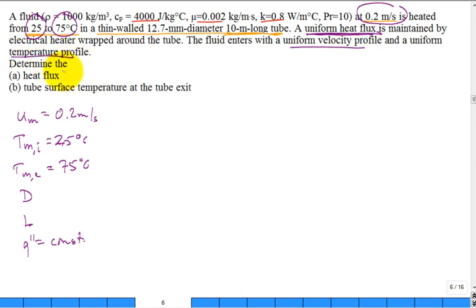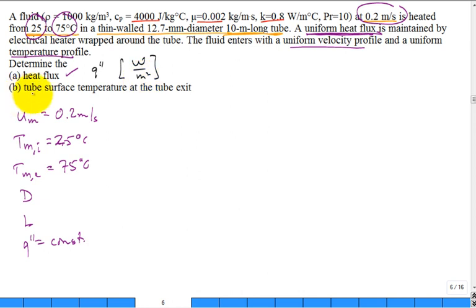What did they tell us in the last sentence? Don't worry about the entrance region, it's fully developed. Thermally and hydrodynamically, fully developed. Don't get bogged down thinking about, ooh, I got to worry about the entrance region. Determine the, does that say heat flux? What are they asking us to find? q double prime? All right, what are the SI units on q double prime? Watts per meter squared. That's the heat flux at the outer diameter at the wall coming into the fluid.